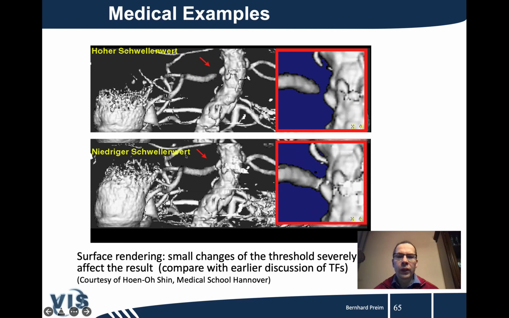The threshold value is only slightly changed between these two images, which you can easily verify because most of these images are the same. But in this example, you would say this person is completely healthy, whereas here it looks not only like a narrowing, but really like an occlusion. This person must have an infarct.